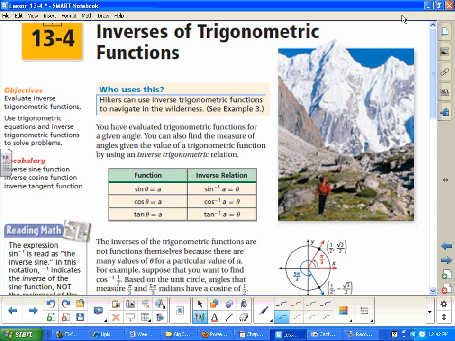Inverses of trigonometric functions. These work very similar to when we've done other inverses, where we have switched the domain and range that we said when we were trying to find inverses of functions, that we could switch the values of x and y and solve for y, or when we're looking for coordinates, we're switching the values of x and y. So the same thing applies when we're talking about trig functions.